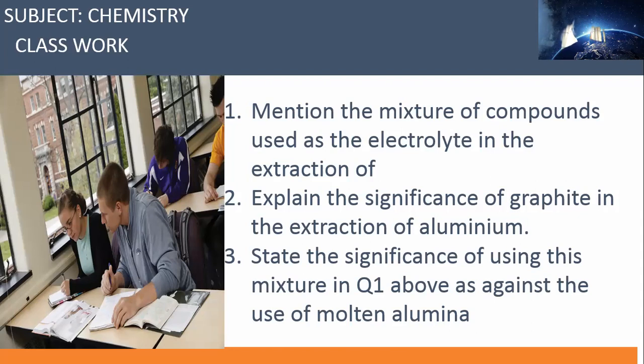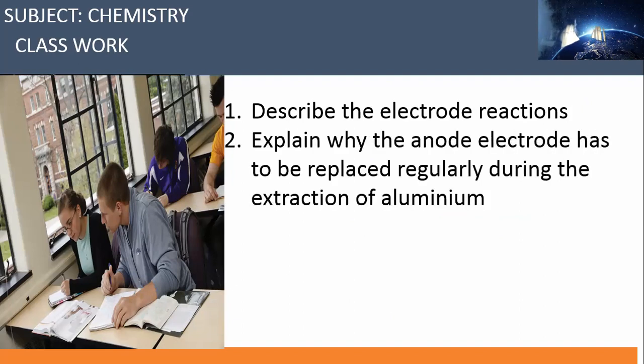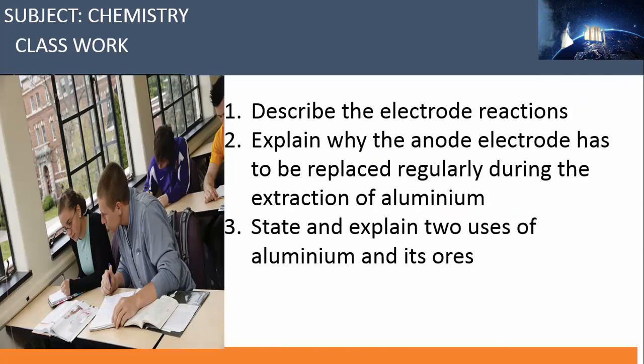And also, moving on, when you're done with that, you also come down here for another classwork where you are to describe the electrode reaction, and also explain why the anode electrode has to be replaced regularly during the extraction of aluminum. State and explain 2 uses of aluminum and its ore.